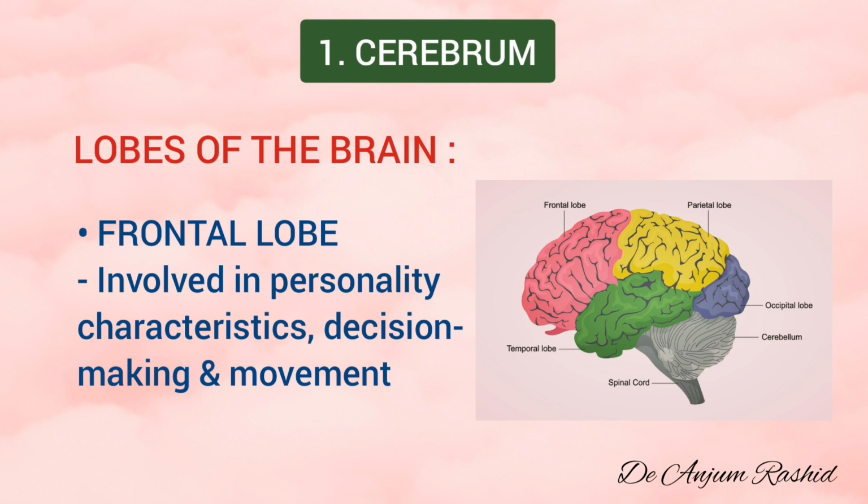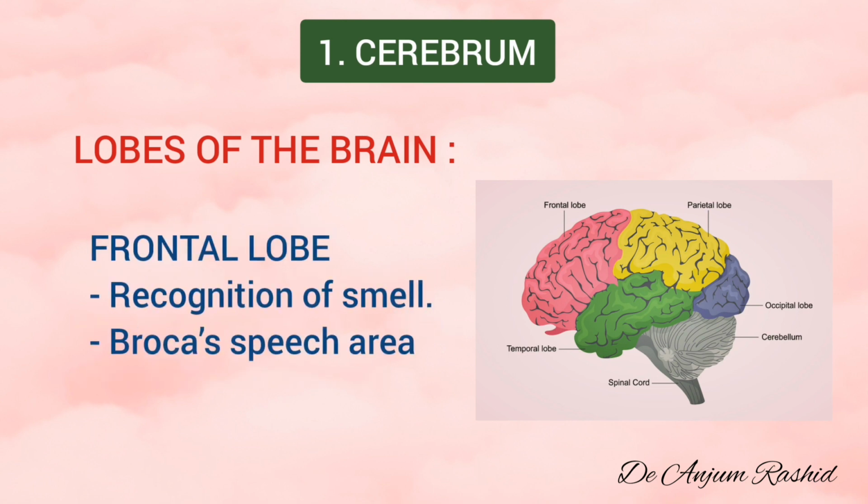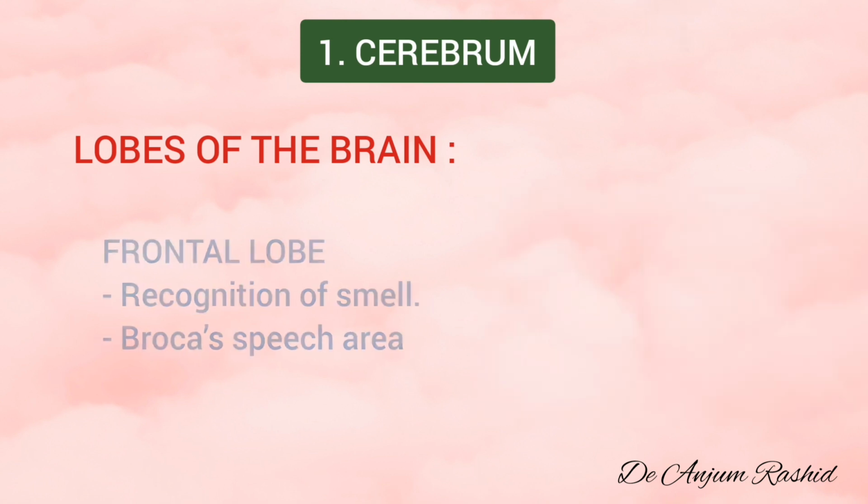Frontal lobe is the largest lobe of the brain and it is located in the front of the head. It is involved in personality characteristics, decision making, and movement. Recognition of smell usually involves parts of the frontal lobe. The frontal lobe contains Broca's area, which is associated with speech ability.